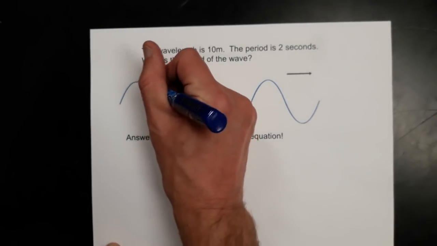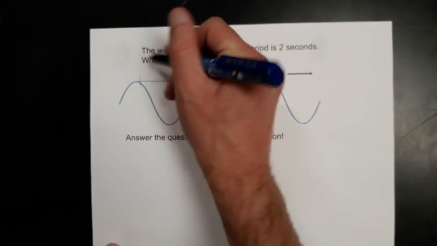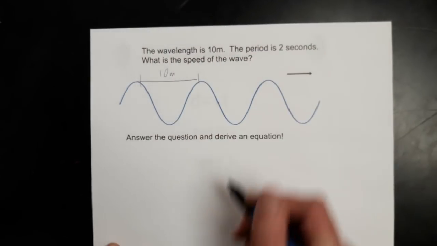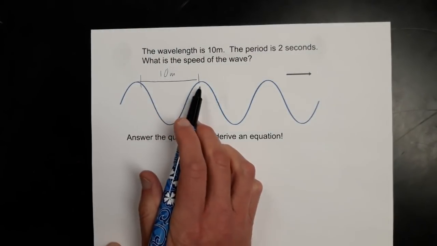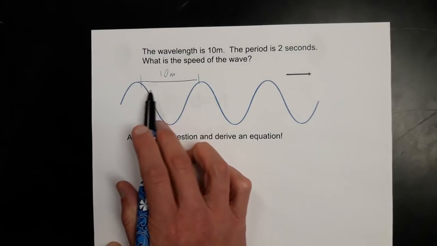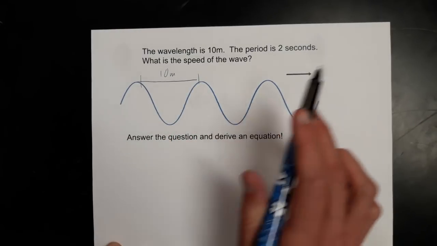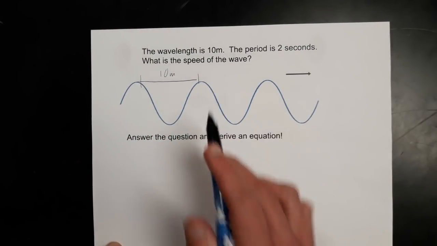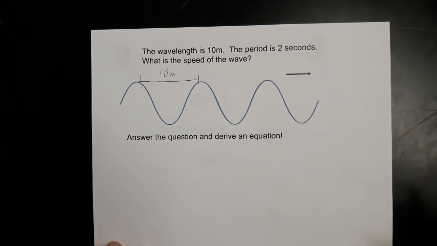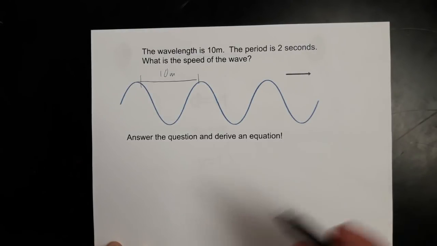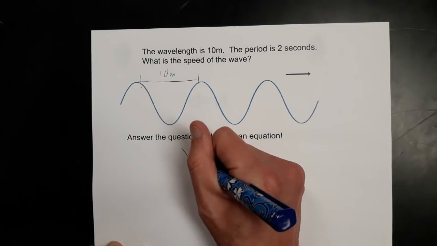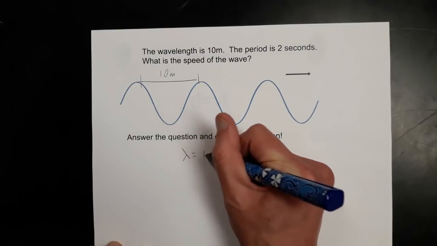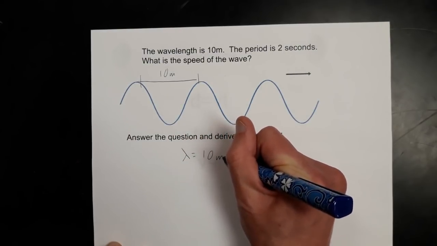Now, wavelength is just the distance from here to here. That's 10 meters. And it takes 2 seconds for this wave to go by. So how are we going to answer this question? Well, before we use a formula, we should write down what we know. I know the wavelength is 10 meters, so I'm going to write lambda equals 10 meters.